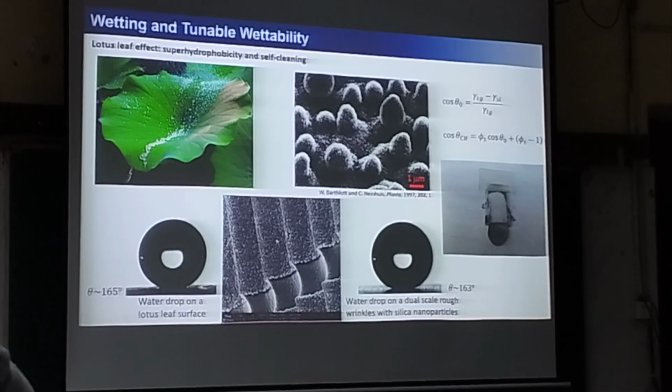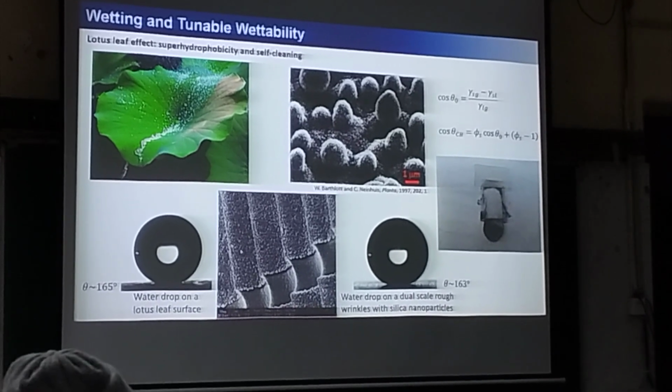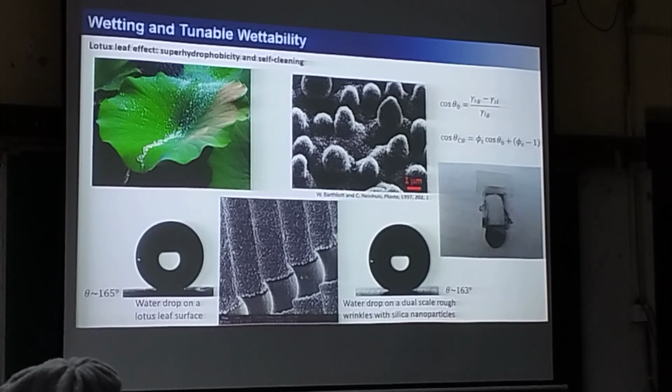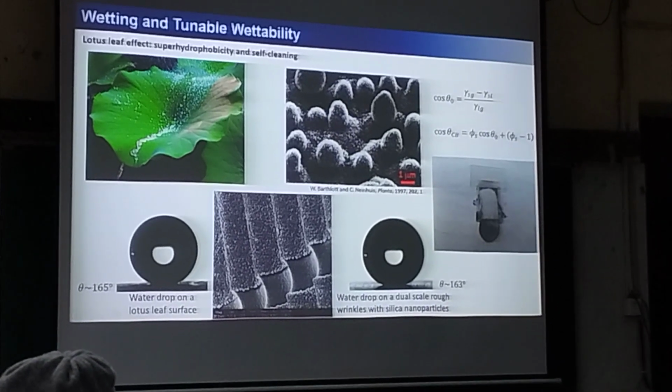Here I just want to convey that we have the micron size periodicity and the nanoscale periodicity. The micron size periodicity is because of the structure underneath, and the nanoscale roughness is because of the nanoparticles that we have developed here.